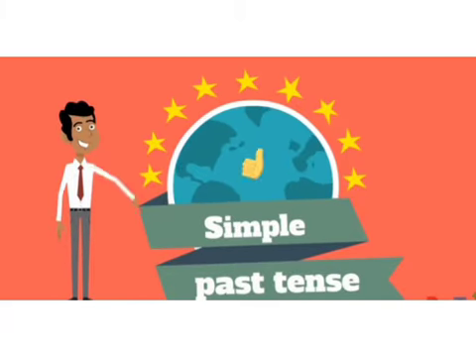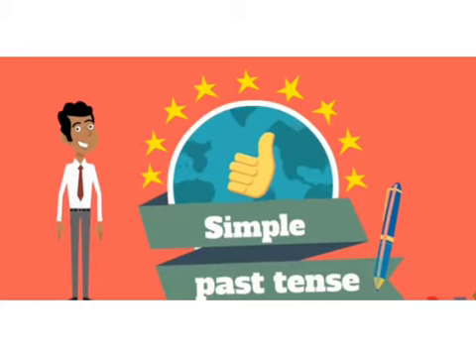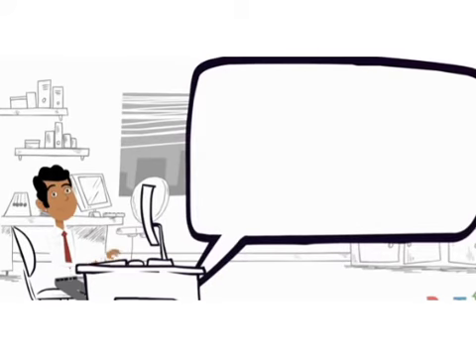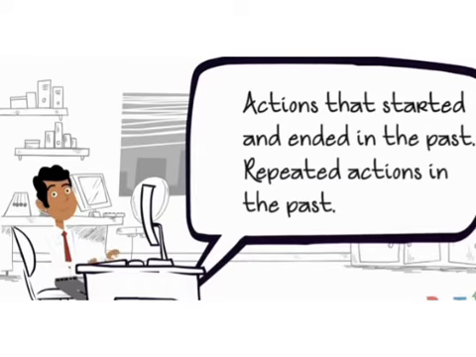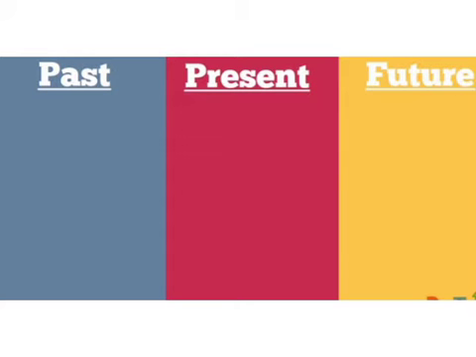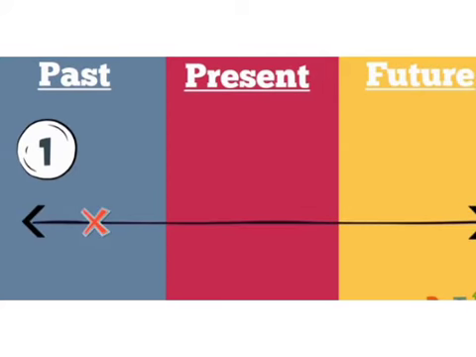So in past tense, let's start with the first subdivision, simple past tense. So what is a simple past tense? The action that started and ended in the past is called past tense. The repeated actions in the past are also known as simple past tense. Let's consider this chart. We have got past, present and future. The action which had taken place in the past is called the simple past tense.